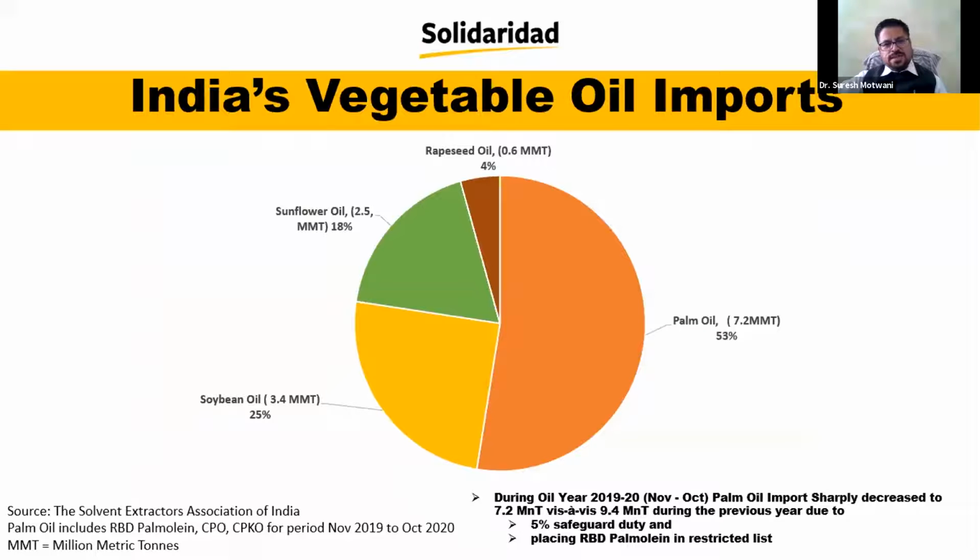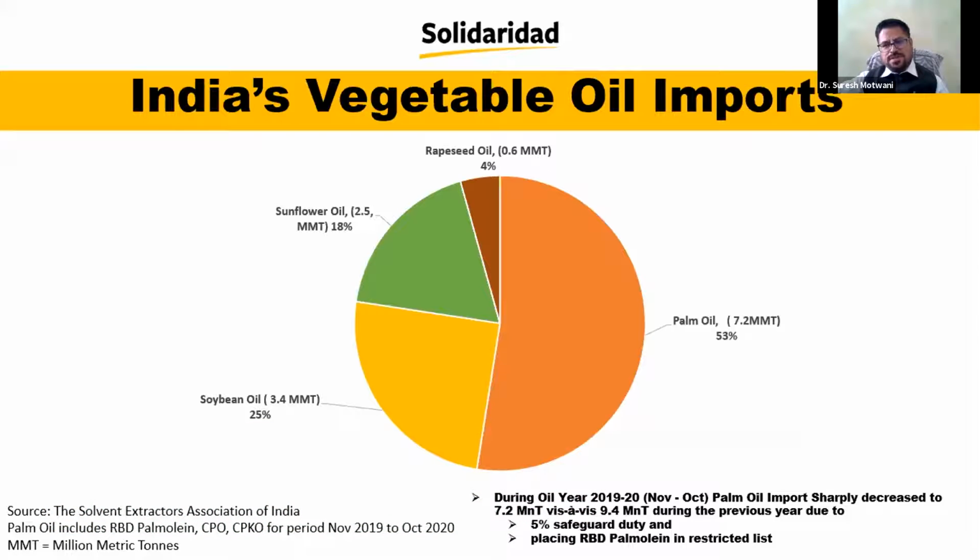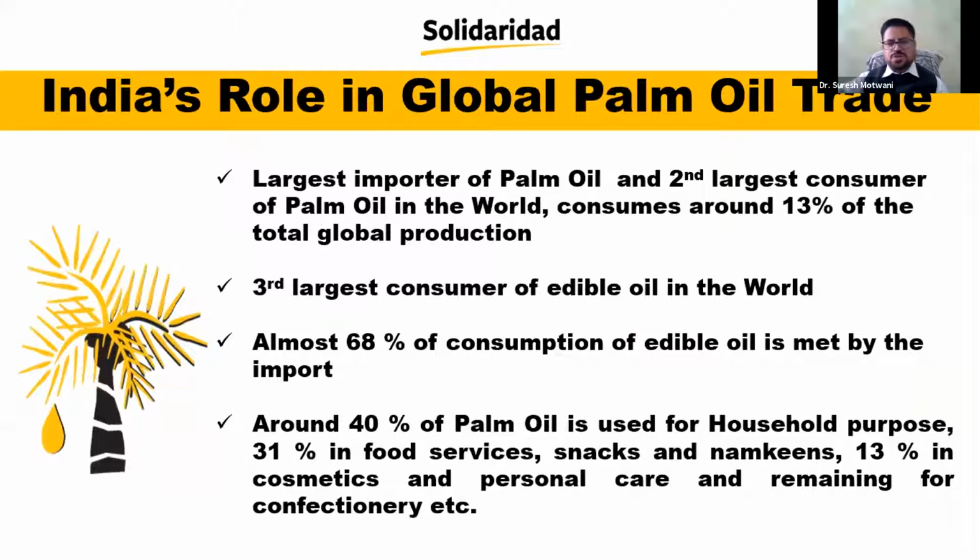So you can see here India's vegetable oil import. We are totally dependent on other countries to fulfill our edible oil requirements. Currently around 70% of the requirement comes from different countries: palm oil from Malaysia or Indonesia, sunflower oil, and soybean from Argentina or Brazil. As a country, we are dependent on imports to fulfill the requirement of our consumers and population. So this shows why we are discussing India here.